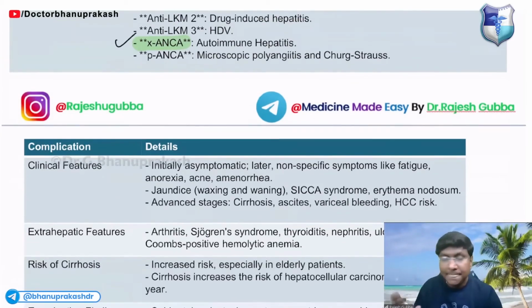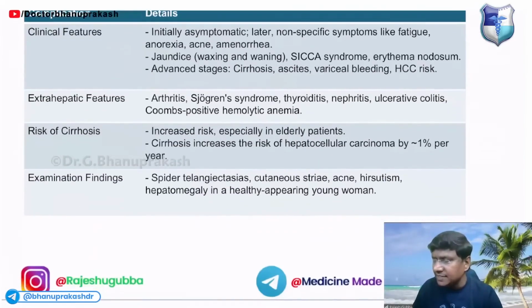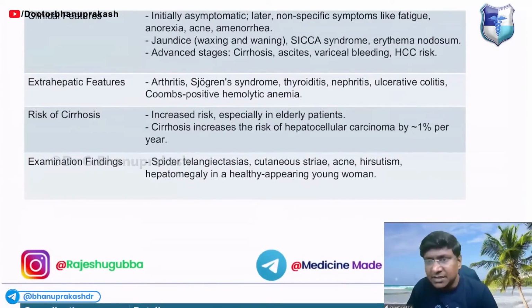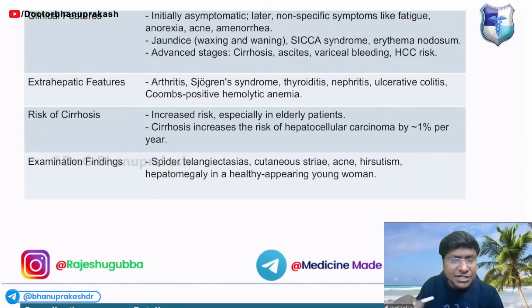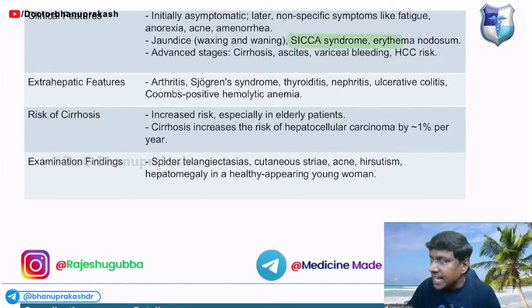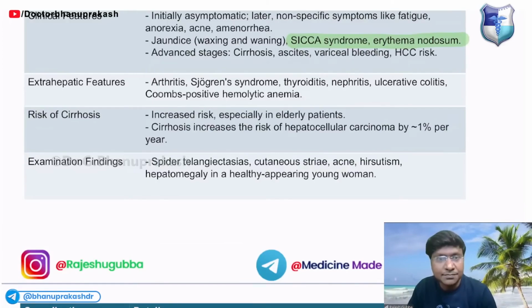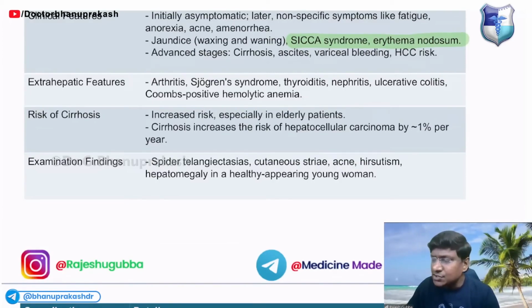Now, coming to the clinical features. What will they be? They will be the same as any liver pathology, right? Initially, they will be asymptomatic. Later, they will develop jaundice. But here, the additional features they can have are associated autoimmune conditions. For example, if autoimmune hepatitis is associated with Sjogren's, they can have Sicca syndrome, and if it is associated with sarcoidosis, they can have erythema nodosum. And all other features of liver problems, like cirrhosis, ascites, varices, are the same, right?